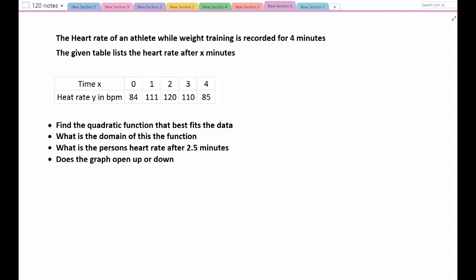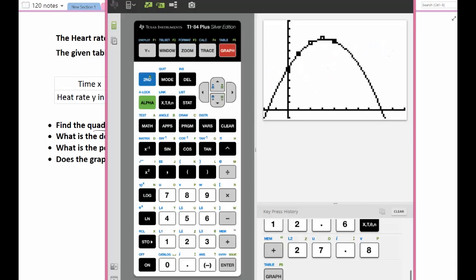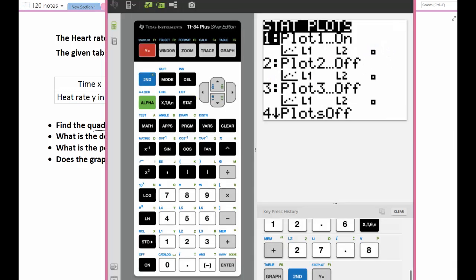Alright, so we just want to find the best fit. So again, it's a quadratic, so we want to do a quadratic regression. Make sure you go in and pick quadratic regression. And so I'm going to go in and plug it into the calculator. So I'm going to turn my stat plot. Actually, I'll do it later.